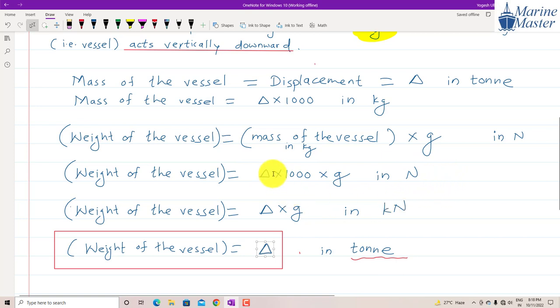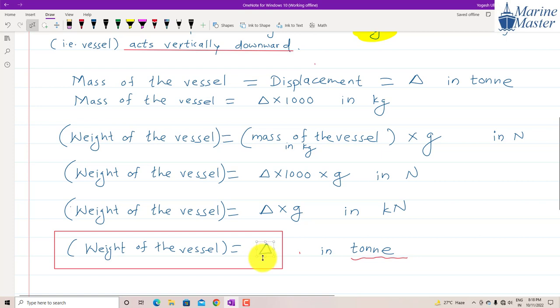We always love shortcuts, guys. As engineers, we love shortcuts. Sometimes some people may say engineers are lazy. We are not lazy; we try to avoid unnecessary tasks. Writing 1000 multiplied by g in Newton every time is unnecessary, and it is difficult to understand also. We love easy things. So instead of writing in Newton, if you want the weight of the vessel in ton, we just denote it by what, guys?